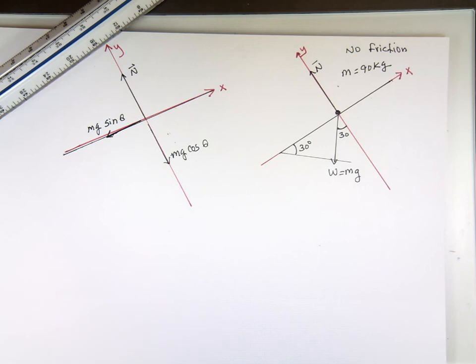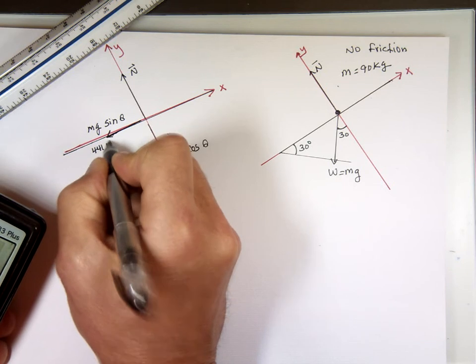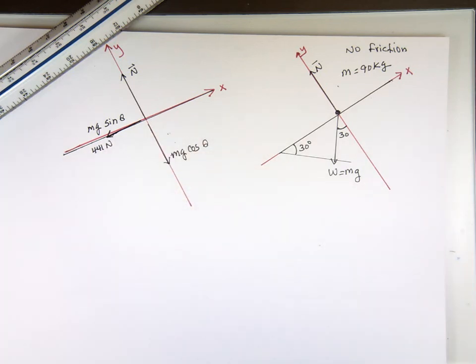The mass is 90 times 9.8 times the sine of 30 degrees. This number is 441 Newton. And mg cosine is 90 times 9.8 times the cosine of 30 degrees. This one is 764.